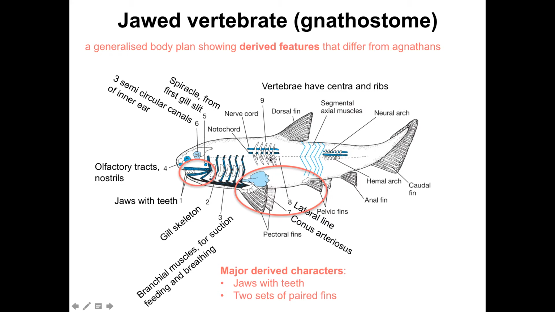And they have vertebrae, and the vertebrae have a centrum which surrounds the notochord, and ribs. And together these features result in improved locomotion, and the sensory organs on the head, the jaw and the tail allow these animals to be much more active and to become predators, in fact.